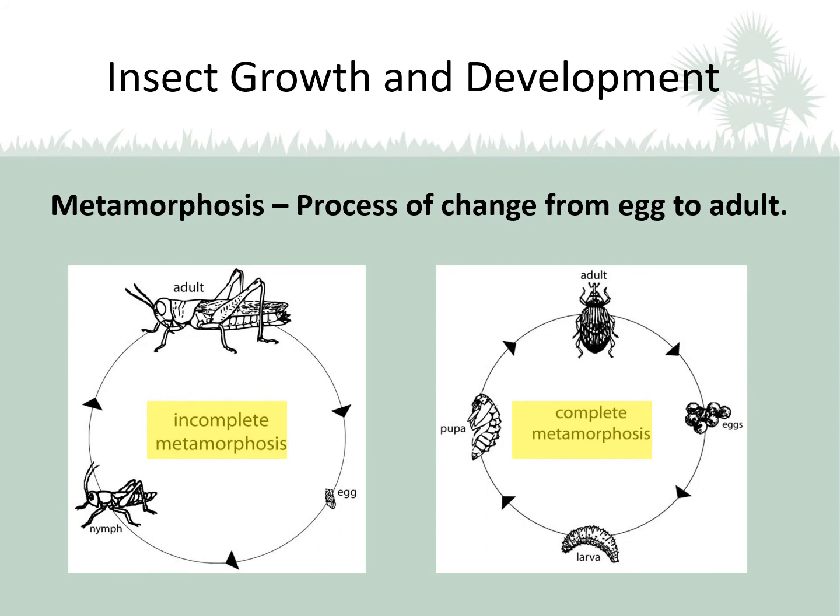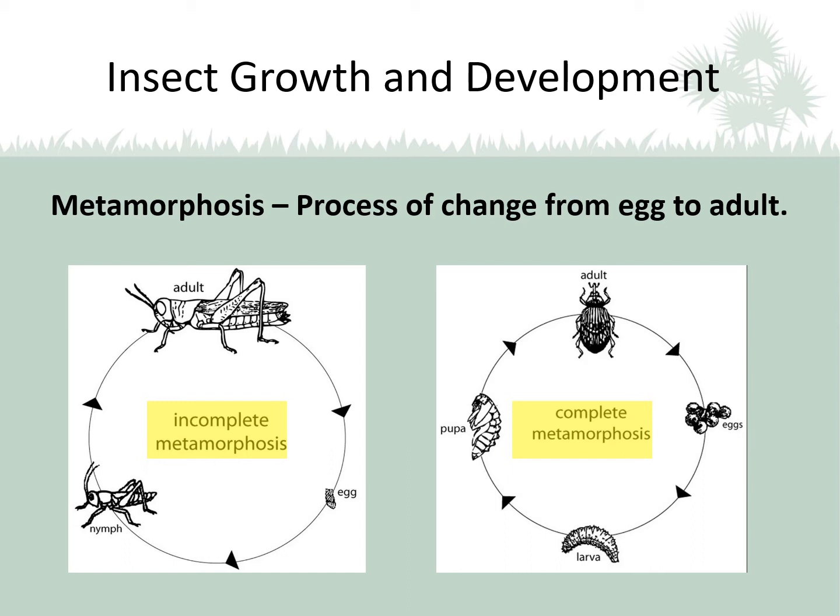Okay, next we're going to look at insect growth and development. And we get back to that word metamorphosis again, the process of change from egg to adult. But metamorphosis does really mean change of shape. Meta, change, morphosis, which would be morph, meaning shape. The process of changing shape.